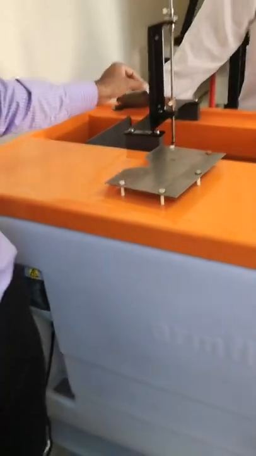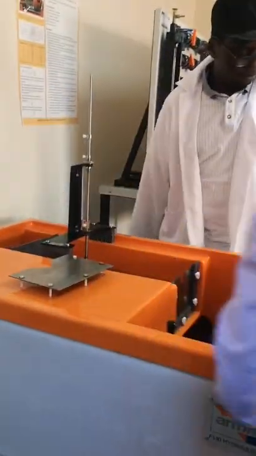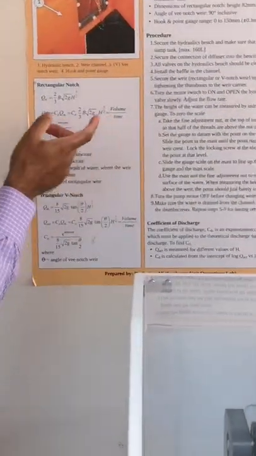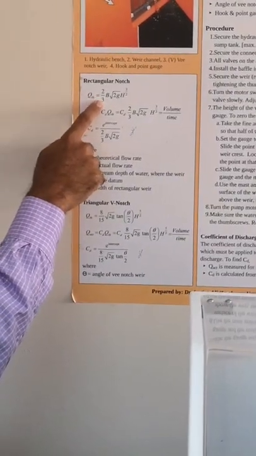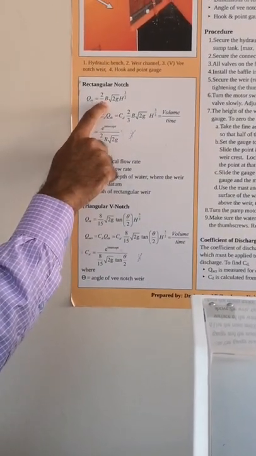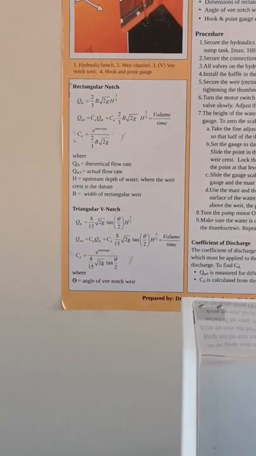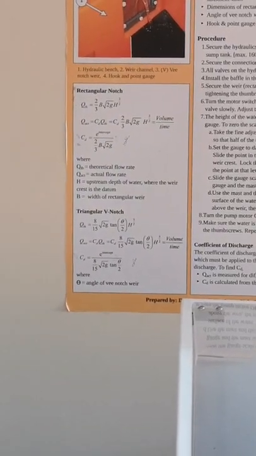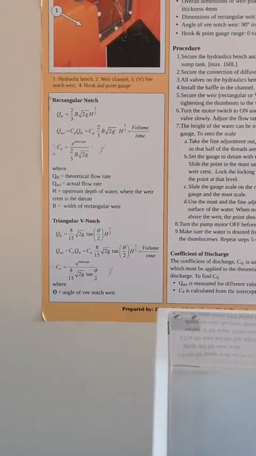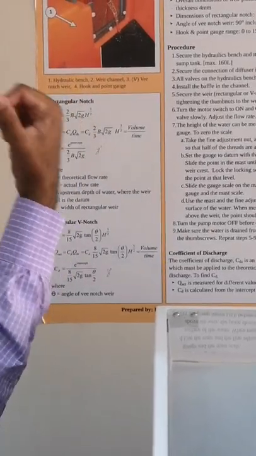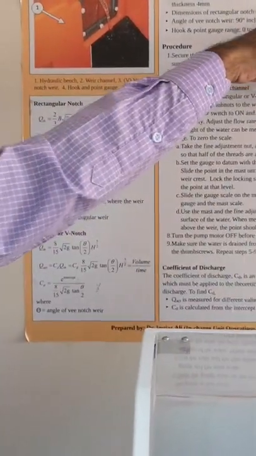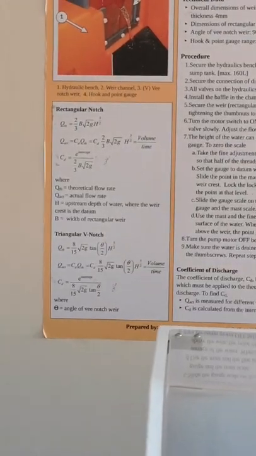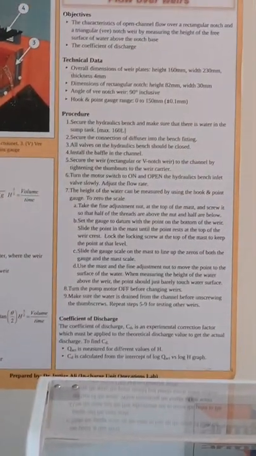We are measuring the height, and from the height, we are calculating the flow rate. So here is the formula. The theoretical flow rate you are calculating using this formula. Here B is the width of the rectangular notch, which should be known. B is 30 mm. It's given here.